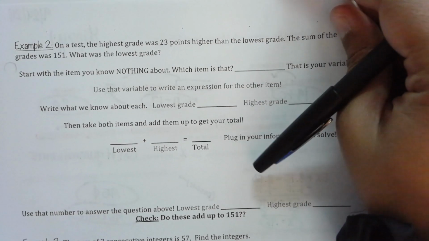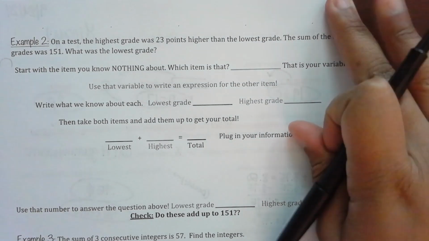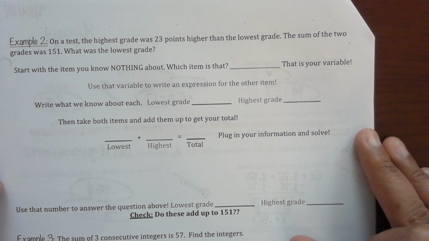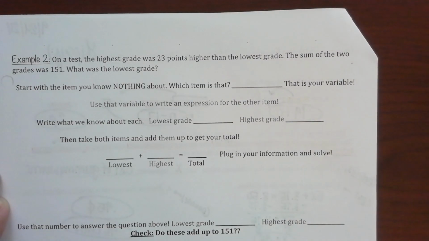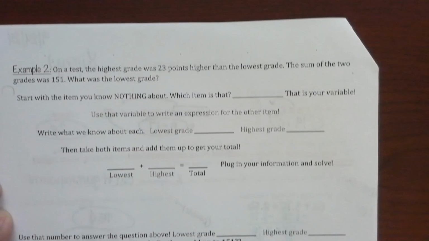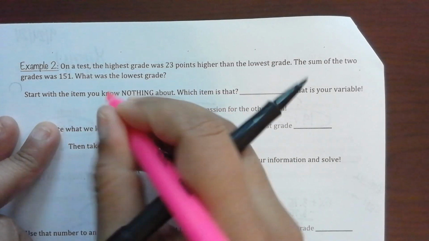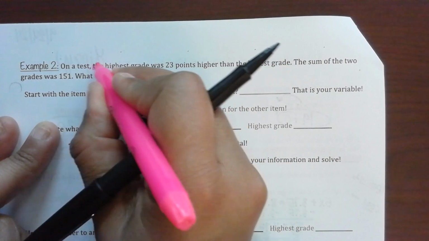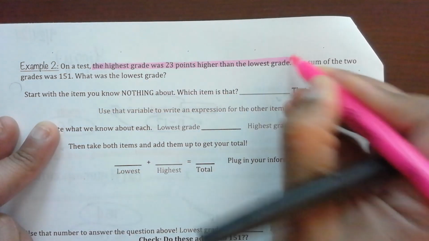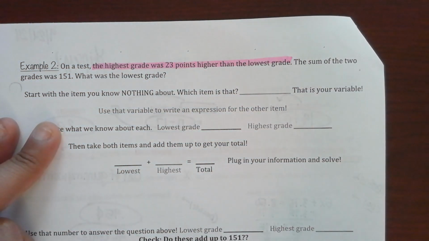Let's look at example number 2. On a test, the highest grade was 23 points higher than the lowest. The sum of the two grades was 151. What was the lowest grade? What information do we know? The highest grade was what? 23 points higher than the lowest grade. You see how we had to add more context there? What else?